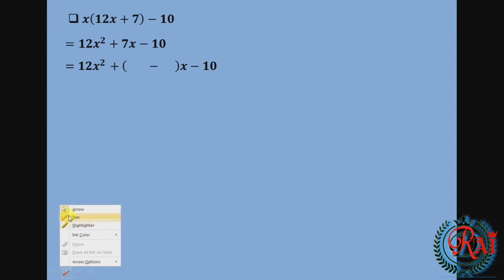Now we need two numbers that multiply with each other to equal 120, because 12 into 10 is 120, and when they subtract from each other equal 7. So how will we find those two numbers?